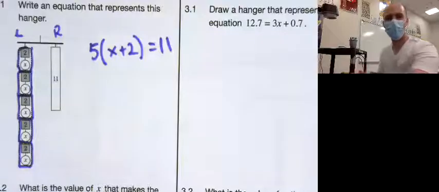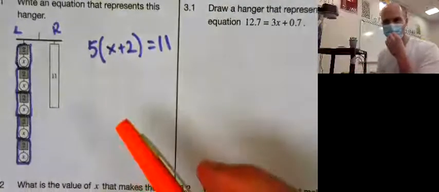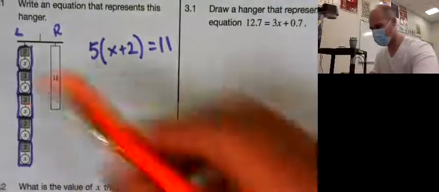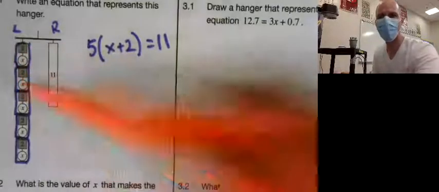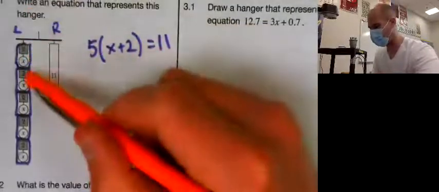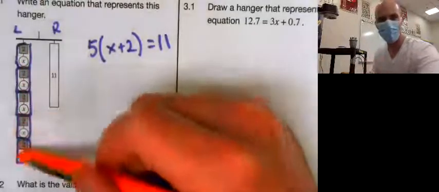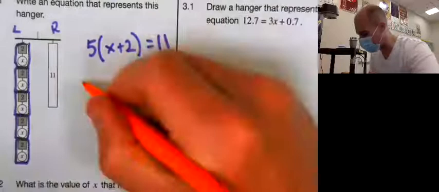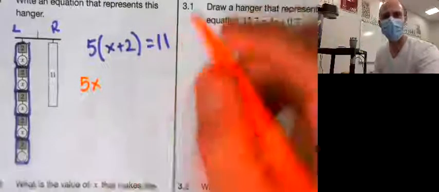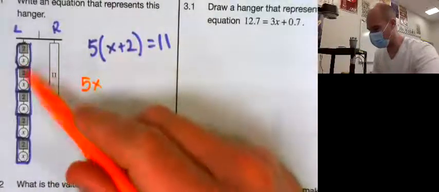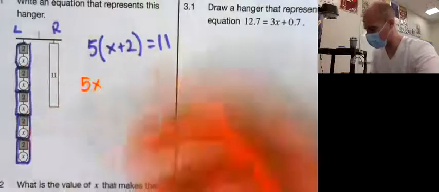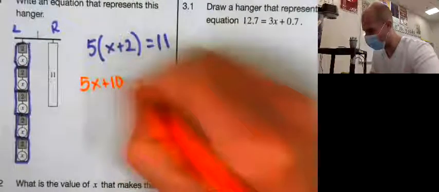You could also do this equation by just counting the stuff up. Instead of calling each one of these x plus 2, just look at everything you have. You've got 1, 2, 3, 4, 5 x's. So we write that as 5x. And then just add the 2's up: 2, 4, 6, 8, 10. So plus 10 equals 11.